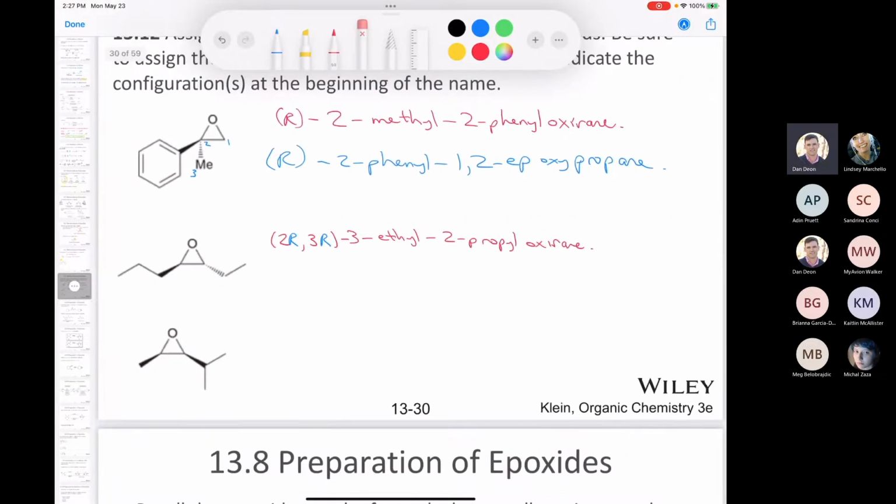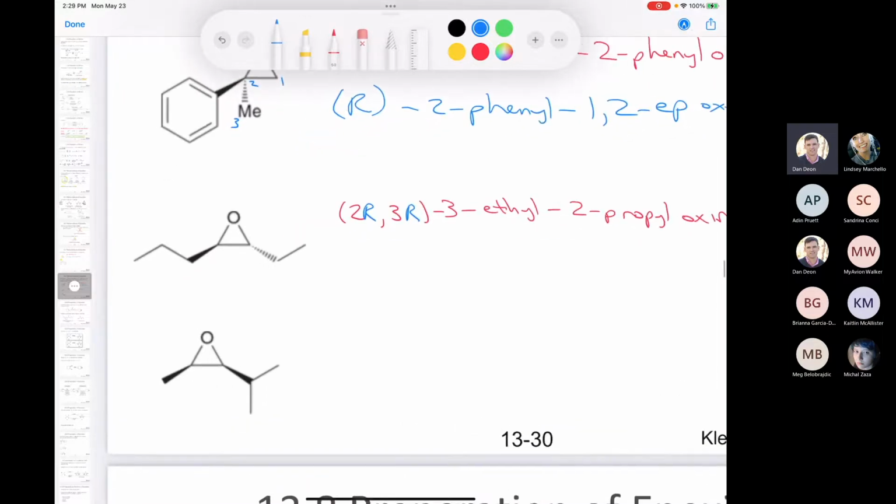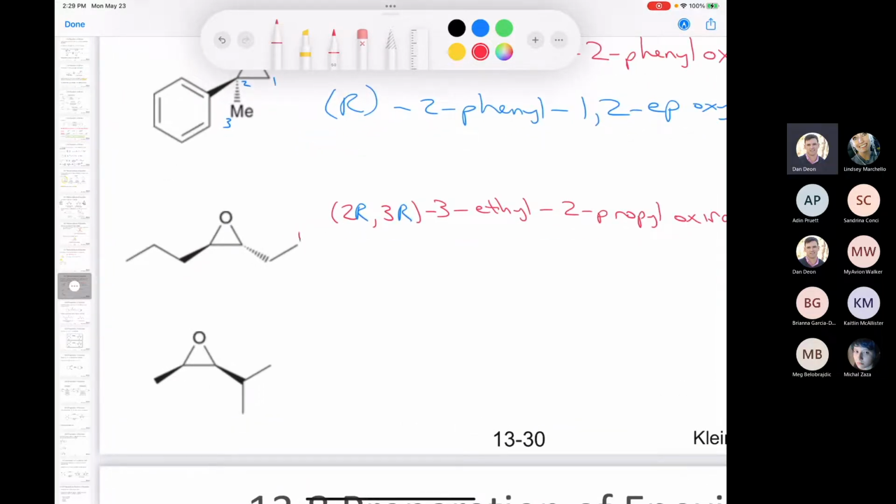3-ethyl, 2-propyl oxirane. Now we're going to name it as an epoxide. And so we find the longest carbon chain, and we want to give the epoxy the lowest possible locate number. So we have 1, 2, 3, 4, 5, 6, 7. So this is some kind of 3,4 epoxy heptane. And what else? We have 3R and 4R, 3,4 epoxy heptane.